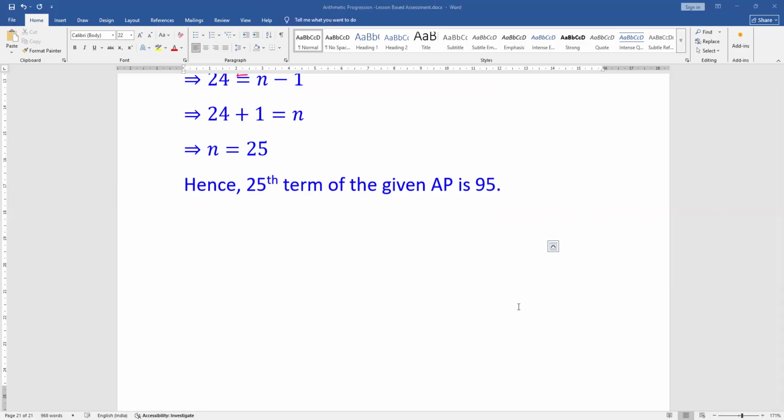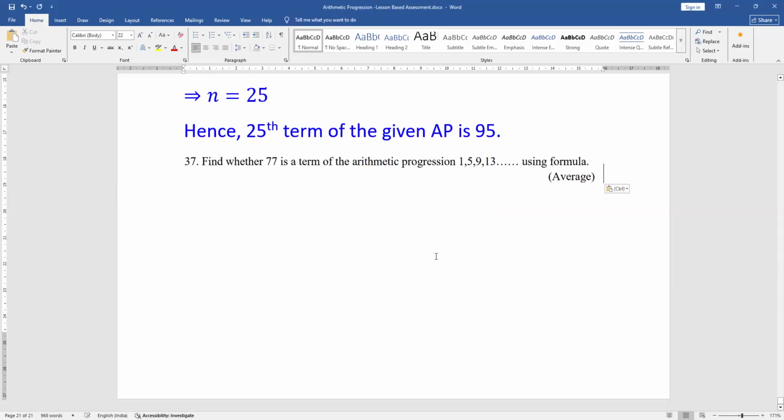So now I move on to the next question, the 37th question. Find whether 77 is a term of the arithmetic progression 1, 5, 9, 13, and so on, using the formula. Whatever is given, keep writing it in an order like this. First I will write the given.